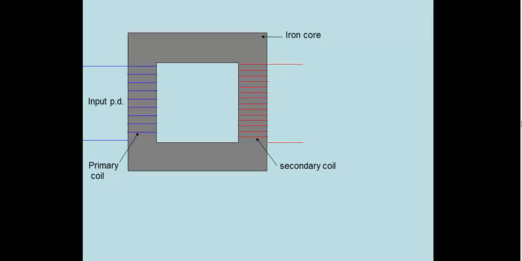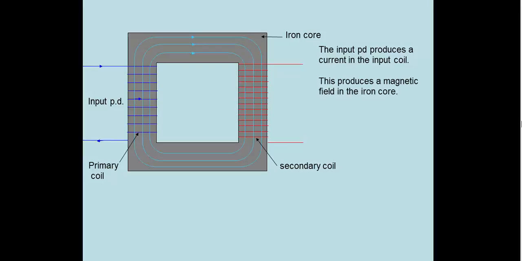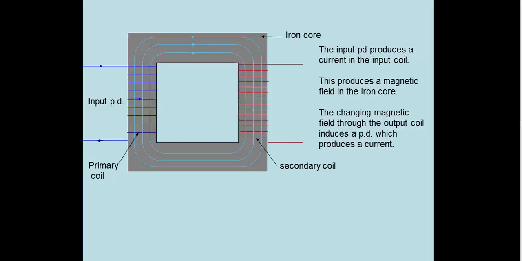If we apply an input potential difference to the primary coil, it produces a current in the coil. This current produces a magnetic field in the iron core. The iron core strengthens and directs the magnetic field. The changing magnetic field through the output coil induces a potential difference in this, which then produces a current.